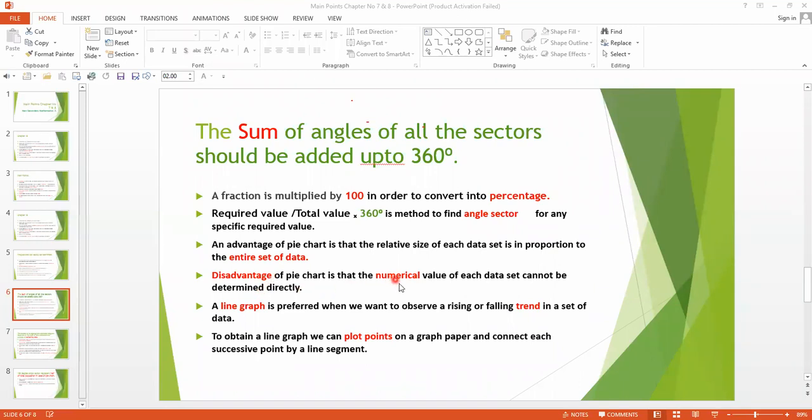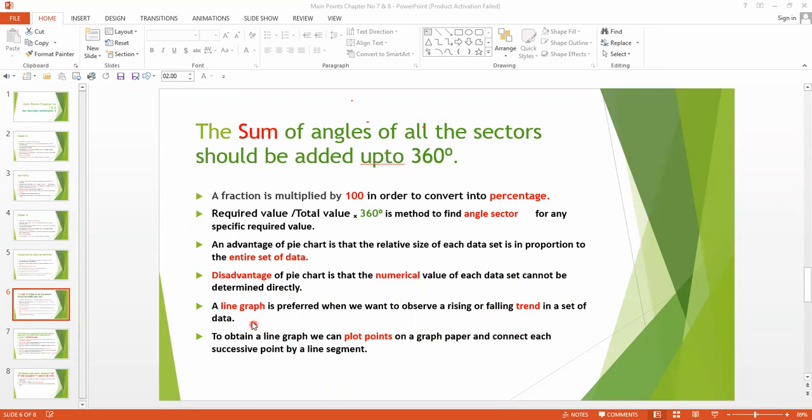The disadvantage of a pie chart is that the numerical value of each data cannot be determined directly. Okay. Next, first we discussed the bar graph, pictogram, and then the pie chart. Now we come to the line graph. A line graph is preferred when we want to observe a rising or falling trend. Always remember, we use a line graph when we have to know about the falling or rising trend in a set of data.